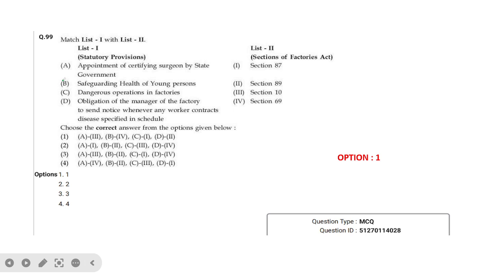Answer is option 1. Appointment of certifying surgeons by state government is in section 10. Safeguarding health of young persons, section 69. Dangerous operations in factories, section 87, and obligation of manager of the factory to send notice whenever any worker contracts disease specified in schedule, section 89.